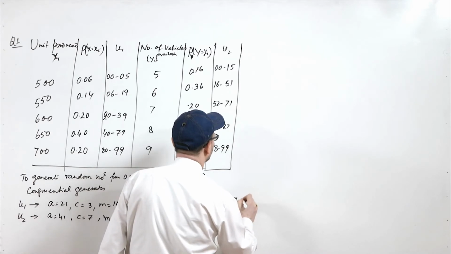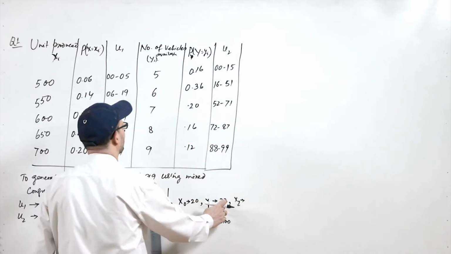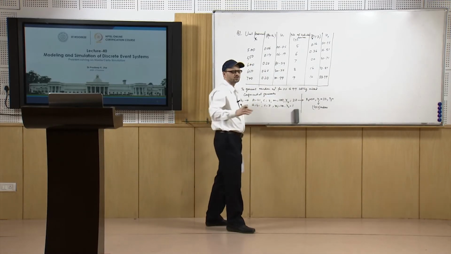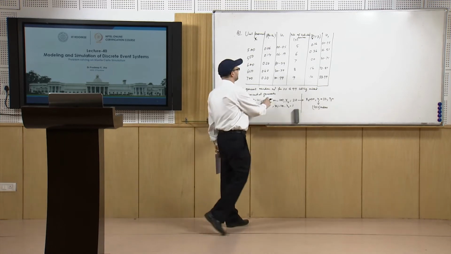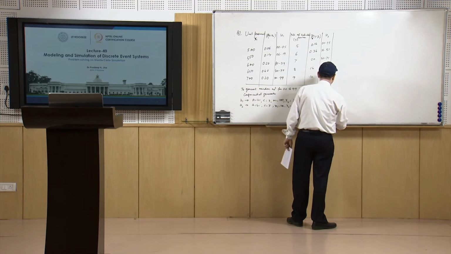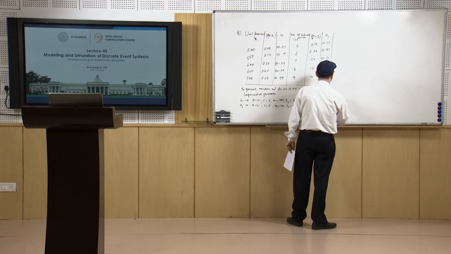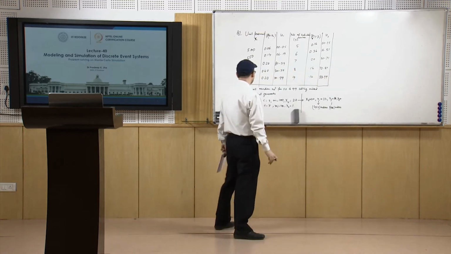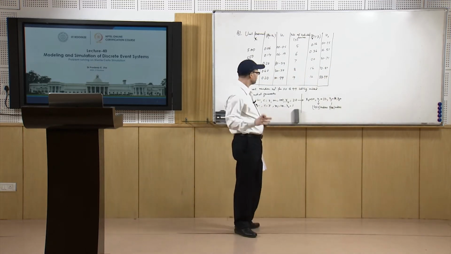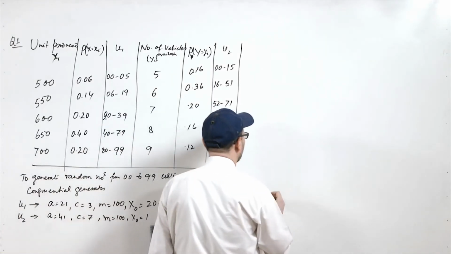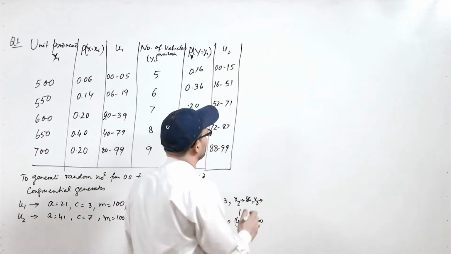Then x2 will be taking 23, so 23 into 21, that is 483, plus 3, 486, and 486 mod 100 is coming as 86. Similarly, x3 will be 86 multiplied by 21, that is 1806, plus 3, 1809, and that taken mod 100 will be 09.